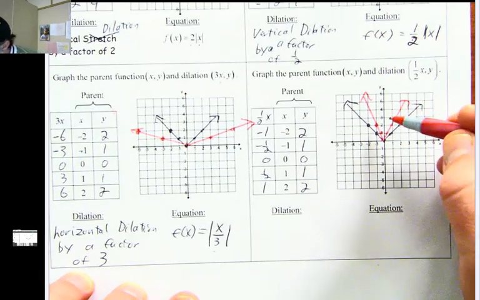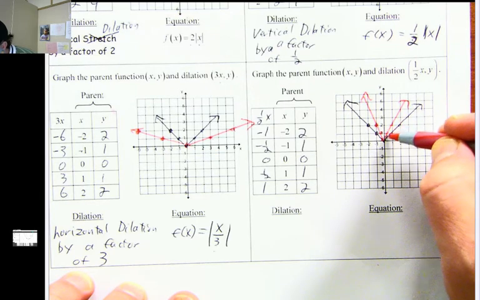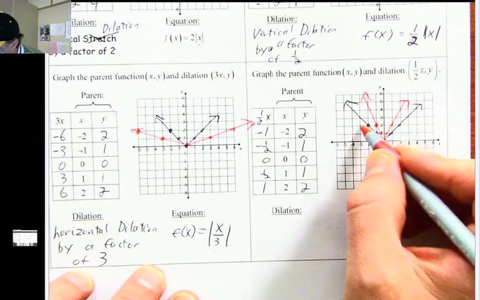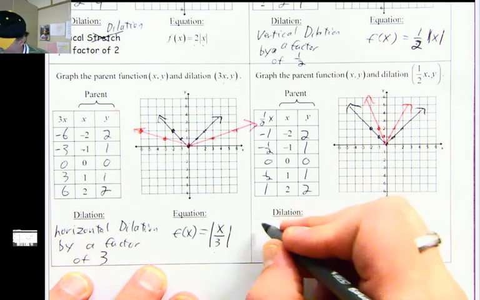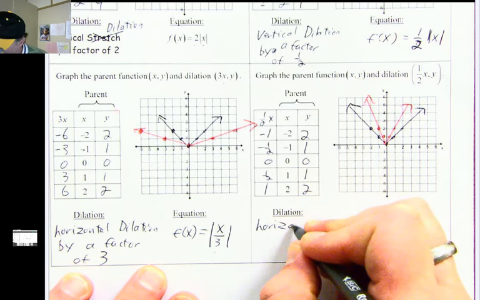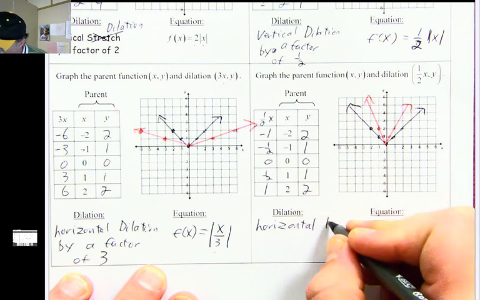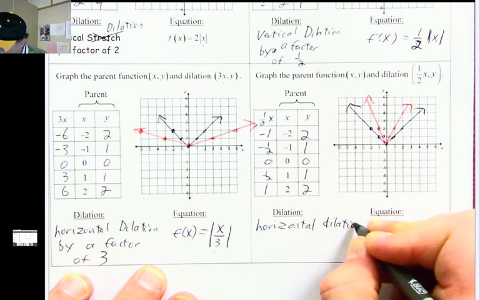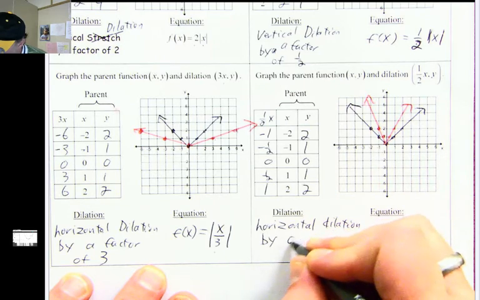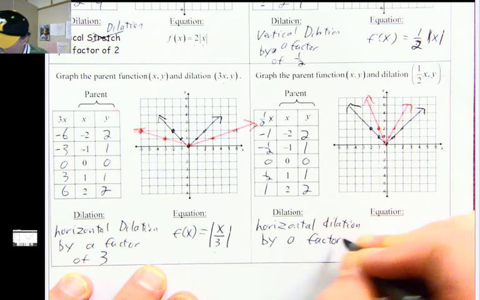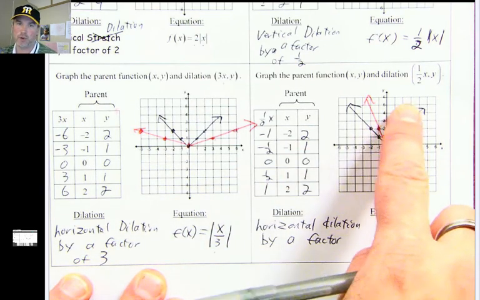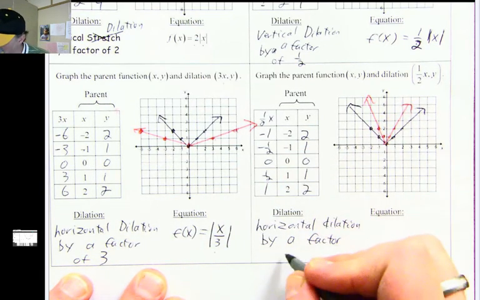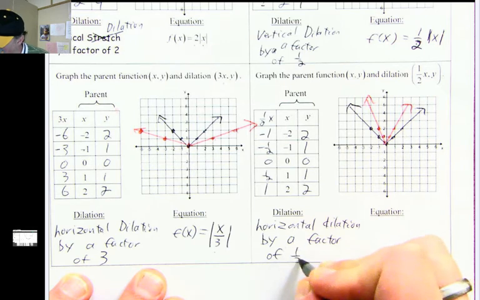And notice, vertically the points are not lining up. It's kind of hard to see, but horizontally they are lining up. So that is a horizontal dilation, in this case, by a factor. Now this time we're multiplying it by 3, so it's a factor of 3. This time we're multiplying the x-coordinate by 1/2, so it's by a factor of 1/2.